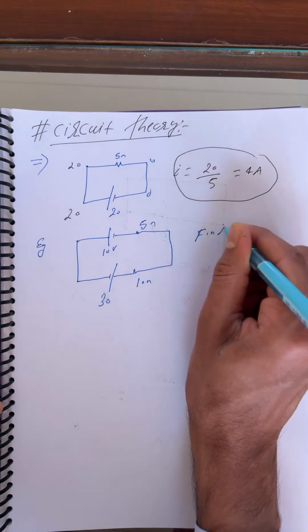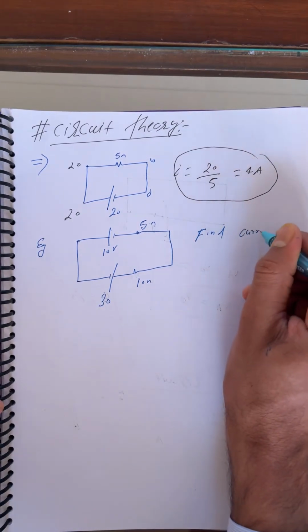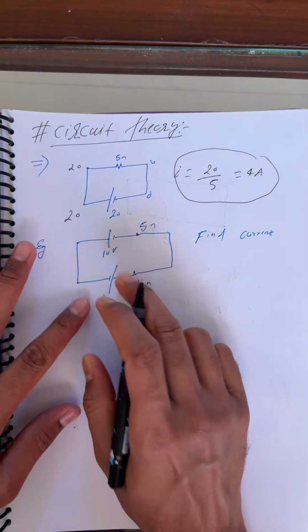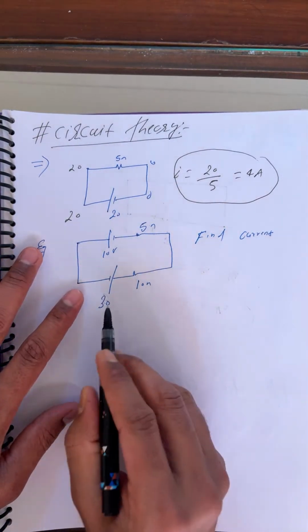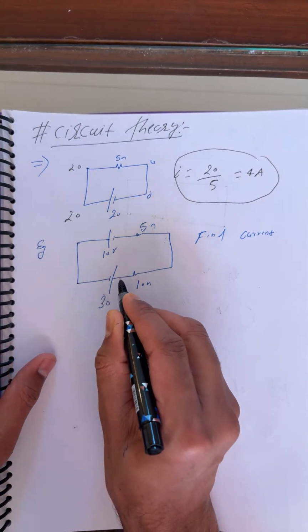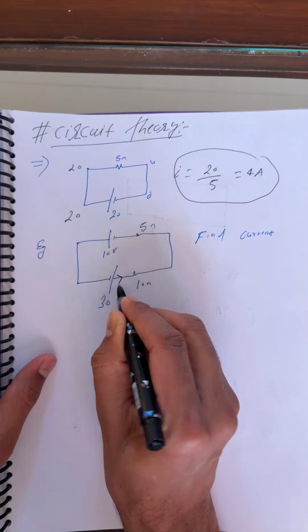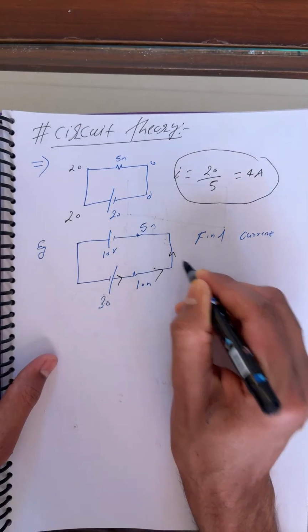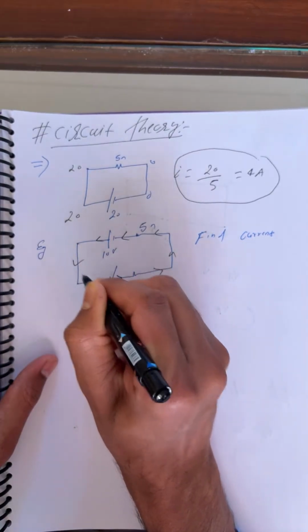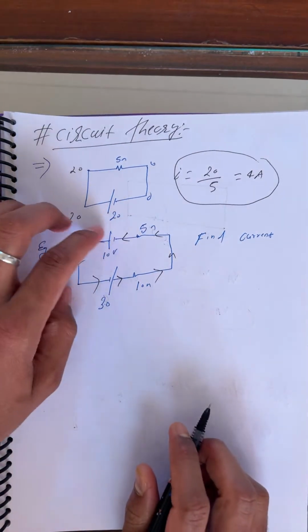What's the question, student? Find current. Okay. So, for getting current, I can just replace this circuit here. Let us suppose this is the big circuit. The big circuit will allow the flow of current like this.